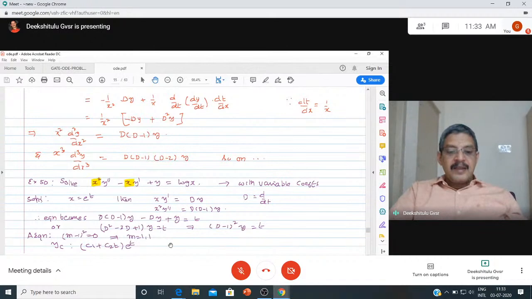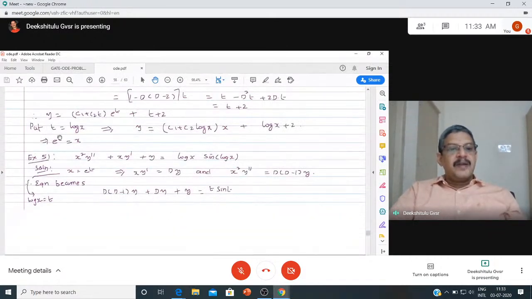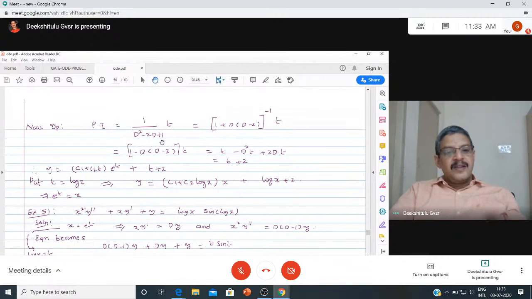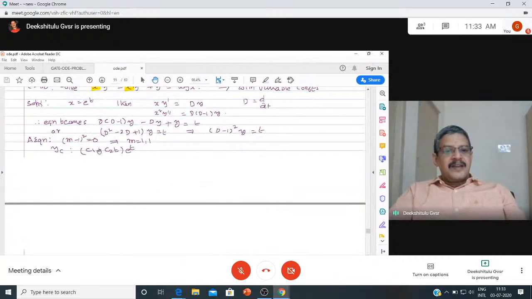t. y is a function of t. At the end, again you have to substitute t is equal to log x. If you don't write t here, at the end you will forget. You will overlook that and leave it, and everything will be in terms of x. So the answer is not correct. For example, here if you don't write t, what happens?